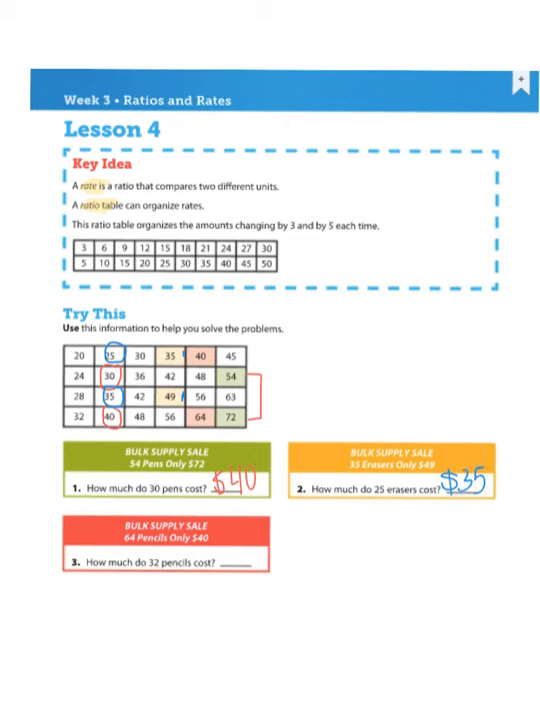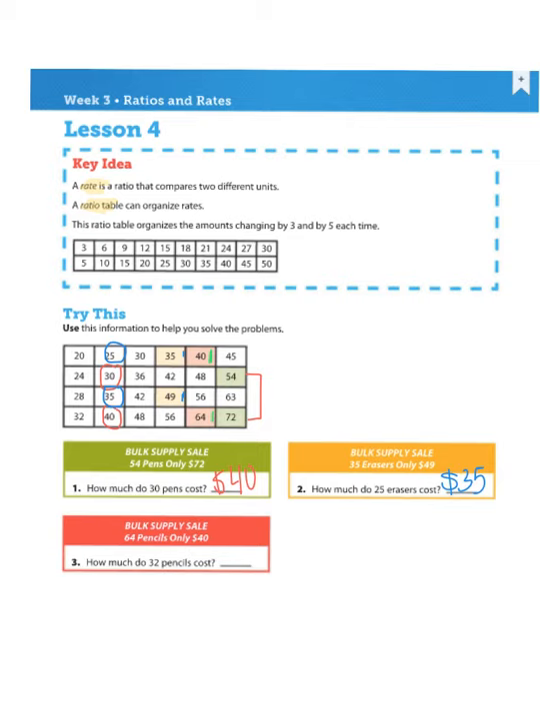Now we're going to do the red table. It says 64 pencils for only $40. So I have, let me get another color here, I have 64 pencils for $40. And they skipped 2 here. So we're going to follow that same pattern. So we're going to find 32 pencils because it asks how much do 32 pencils cost. So we're going to find 32.